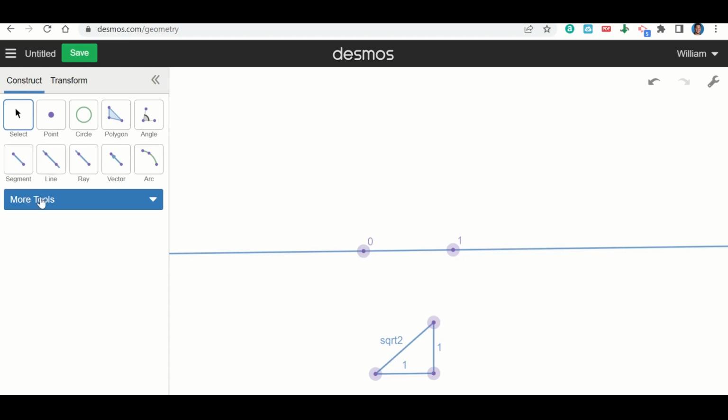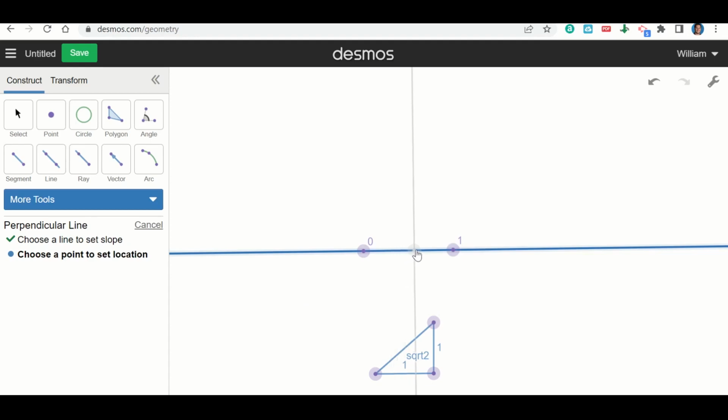So what we're going to do is use where it says More Tools. I'm going to click on Perpendicular Line because I need to make sure that I have a perfect right angle. So I'm going to click on this segment here, this line here, and notice it creates a perpendicular line, and I want it to go through 1, just like that. So we know that this length is 1. If I can make this length 1 also, then the distance from here to here should be square root of 2. So let's go ahead and do that.